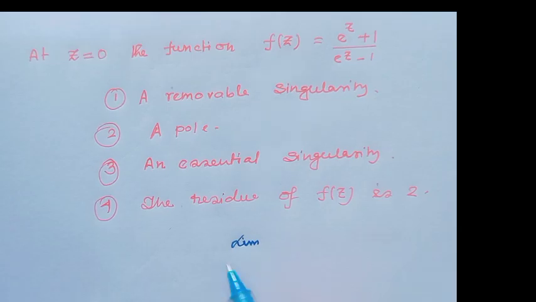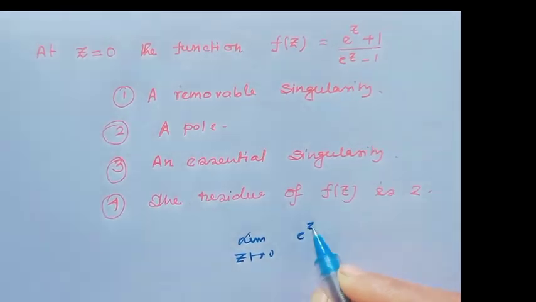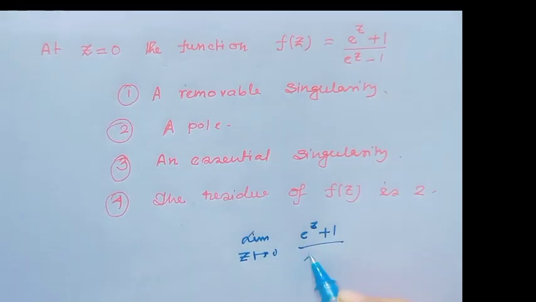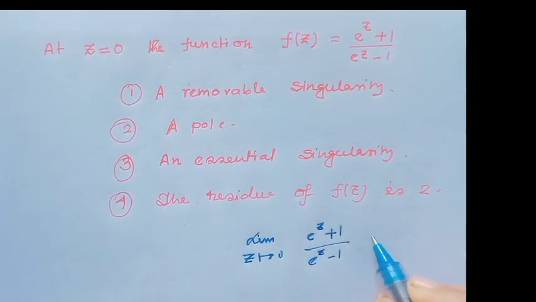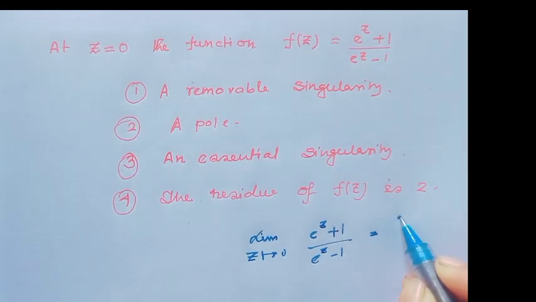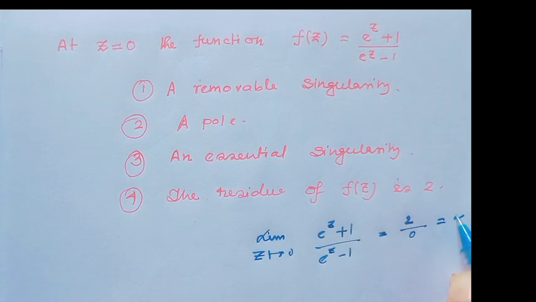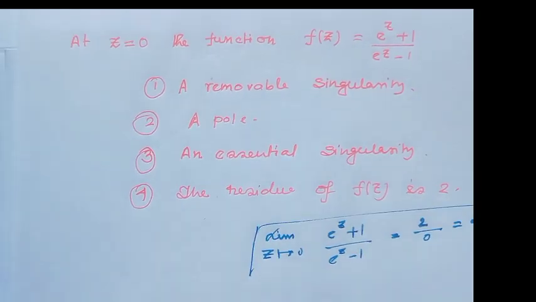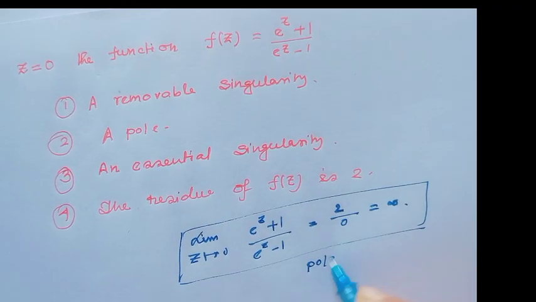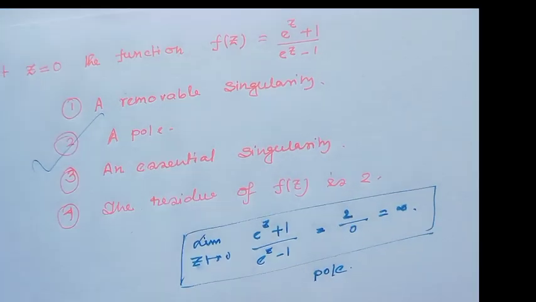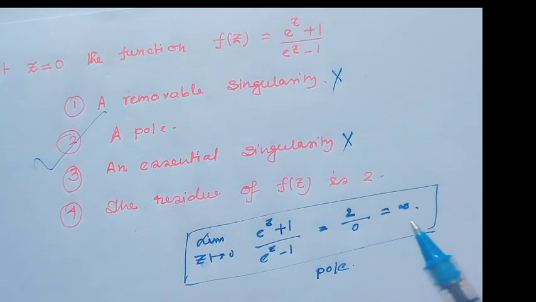Limit z tends to 0 of (e to the power z plus 1) over (e to the power z minus 1). Notice, as z tends to 0, this value is 2 over 0, which tends to infinity. Since the limit tends to infinity, the singularity is a pole. So a pole is the right option, and removable singularity and essential singularity are wrong.